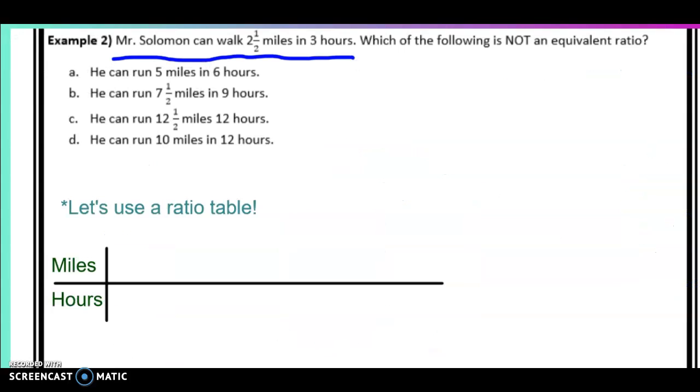All right, second example. All I want you to copy down in your notes is Mr. Solomon can walk 2.5 miles in 3 hours. That's all I want you to copy down. You don't have to copy anything else down.